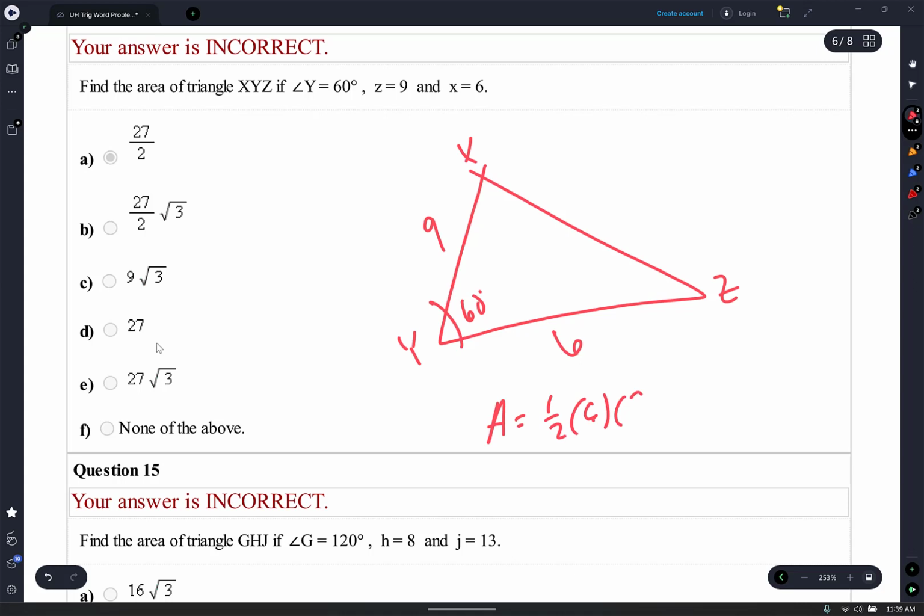1/2 times 6 times 9 times sine of 60 degrees. Half of 6 is 3. 3 times 9 is 27. And then sine of 60 is square root of 3 over 2. So 27 square root of 3 over 2.